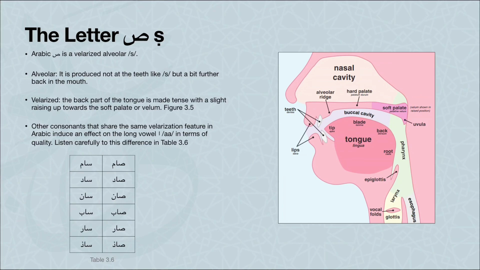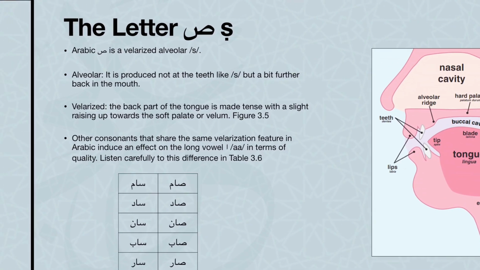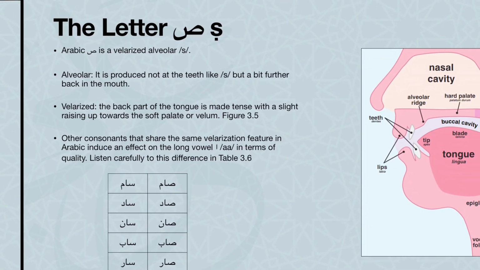Sod is one of those letters that has no equivalent in other languages, as far as I know. It's one of those letters that give Arabic its special, unique sound, character. And if we were to describe it, we would say it's a velarized alveolar. Okay, what? This is a new word we just have seen, and it will come with time. It will become more frequent in the next slides.